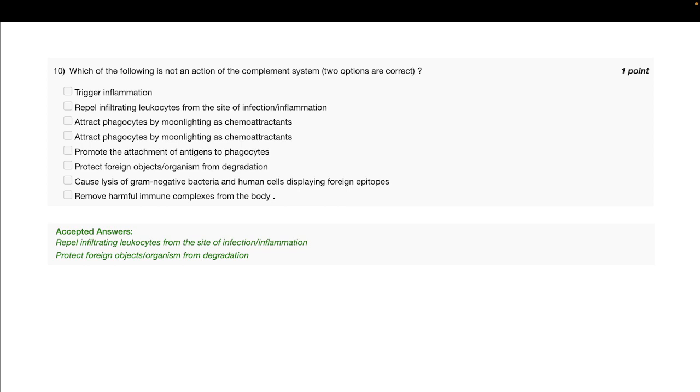So both these options are wrong. Repelling infiltrating leukocytes from the site of infection or inflammation is wrong; they actually call upon these leukocytes. And protecting foreign objects or organisms from degradation is also wrong. They actually cause degradation of these microorganisms.